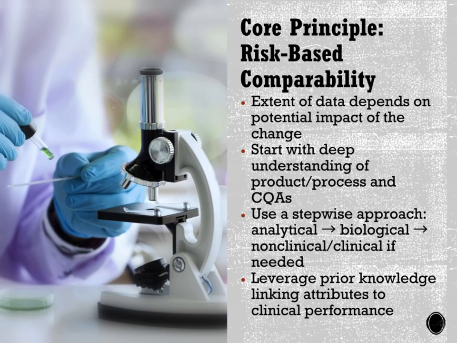1. Analytical comparability first. 2. Then biological or functional confirmation. 3. And only if uncertainty remains, non-clinical or clinical bridging. Crucially, you should leverage prior knowledge, for example, known links between glycosylation or aggregation and clinical outcomes. So the guideline is not about testing everything. It's about testing what matters most, justified by science.